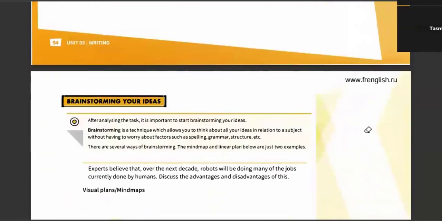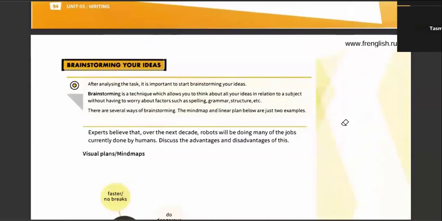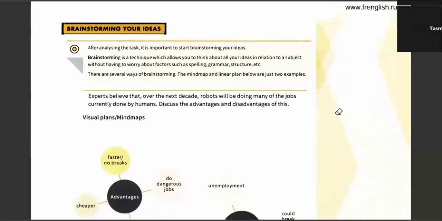Okay. Now that we've analyzed, during the planning, first we analyzed the topic and the task. Now we have to brainstorm our ideas after we are done with analyzing the task. What is brainstorming? Yes, like thinking of a lot of ideas regarding a particular subject, thinking about anything about that. Very good. Excellent. You're very correct.